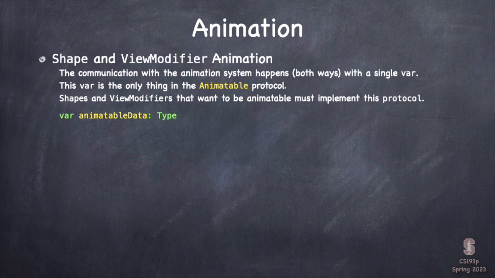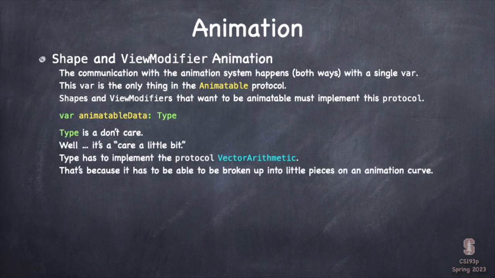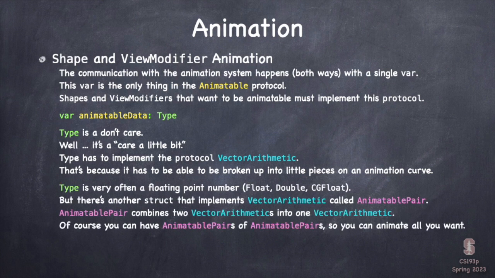The type of the var is a don't care really, but it's a care a little bit because it has to implement the protocol VectorArithmetic. Vector arithmetic is exactly what it sounds like, being able to do algebra basically on whatever this thing is that you passed so that it can be sliced up into little pieces. No matter what it is, it can be sliced into little pieces. Now, most of the time this animatable data is going to be a Float or maybe a Double, right? CGFloat, something like that. Maybe it's opacity or rotation. Those are going to be double precision floating point numbers.